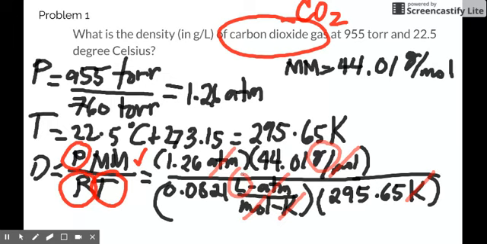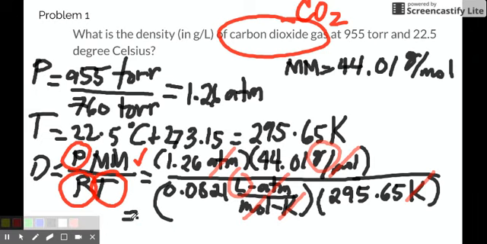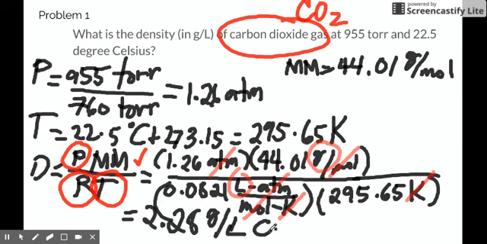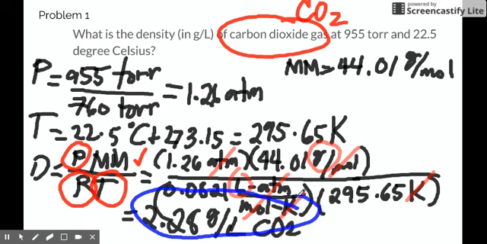Now we are ready to calculate in our calculator the final answer to this particular problem. So inputting all of that to the calculator, we will get the density of carbon dioxide to be 2.28 grams per liter of CO2. Okay, so now we were able to solve the problem correctly. So the answer is 2.28 grams per liter of carbon dioxide.